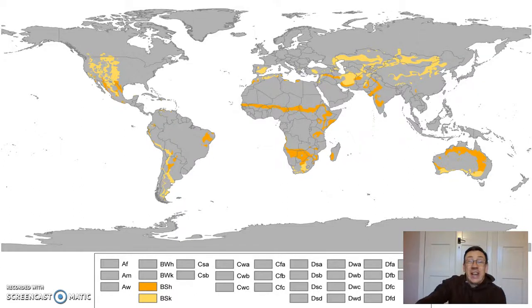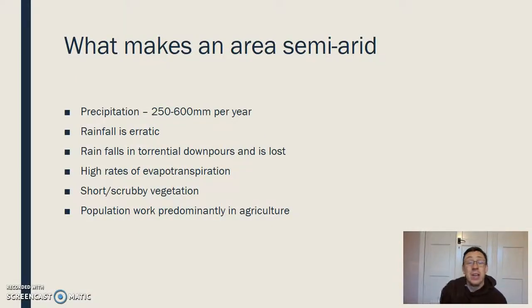Now, what are the characteristics we look for when we're determining whether or not an area is semi-arid as opposed to perhaps arid or something else? For an area to be classified as semi-arid, it needs to have a precipitation level of between 250 millimetres to 600 millimetres in any given year. And the reason is if it was less than 250, we would be talking about arid desert environments. And more than 600, you tend to be talking about savannas or things like that.